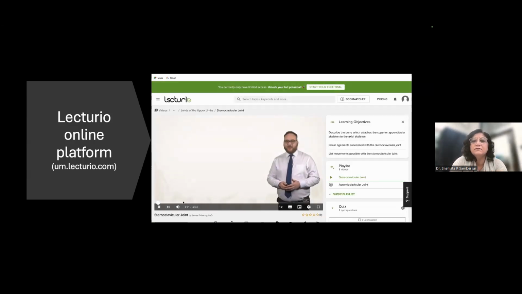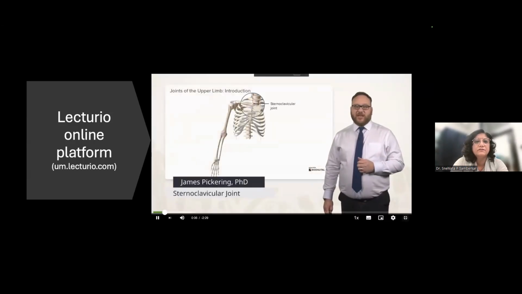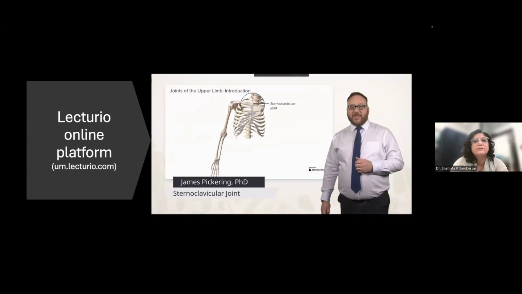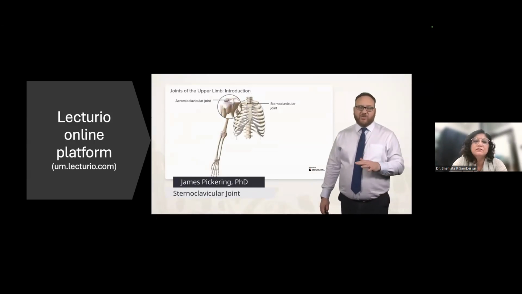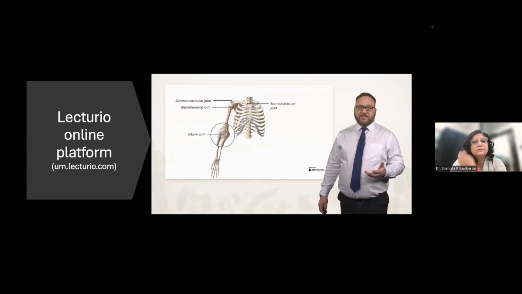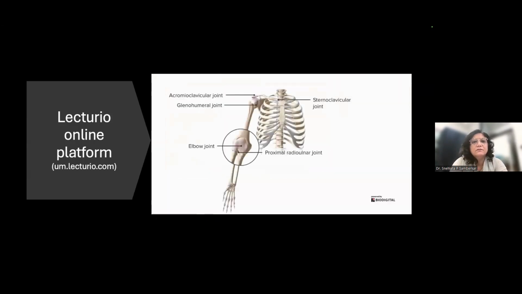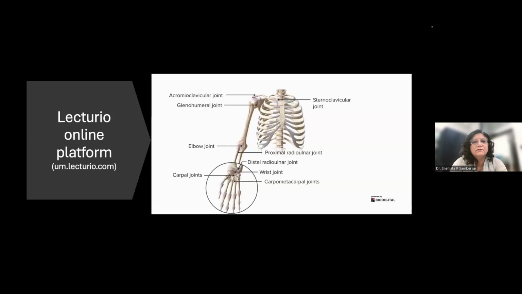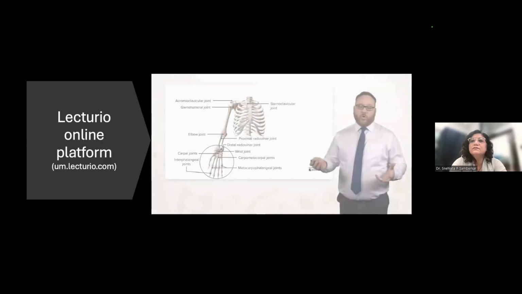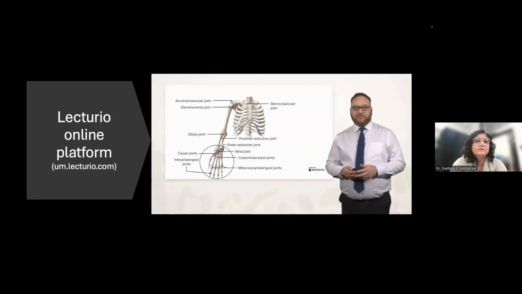In this lecture, we'll look at the joints of the upper limb. So first of all, we'll start with the sternoclavicular joint and the acromioclavicular joint, followed by the glenohumeral joint, the elbow joint, the proximal radio-ulnar joint, the distal radio-ulnar joint, and then we'll look at various joints within the wrist, the carpal bones, the carpo-metacarpal joints, important joints within the hand, and then finally the metacarpophalangeal joints and the interphalangeal joints. So let's take a tour through the joints of the upper limb.